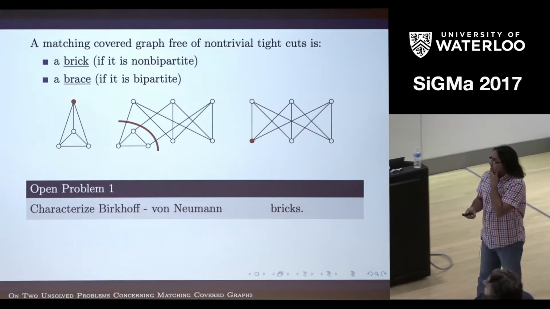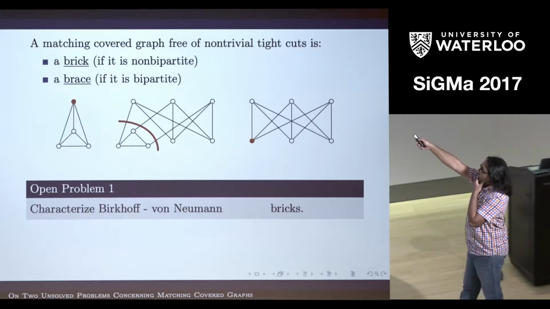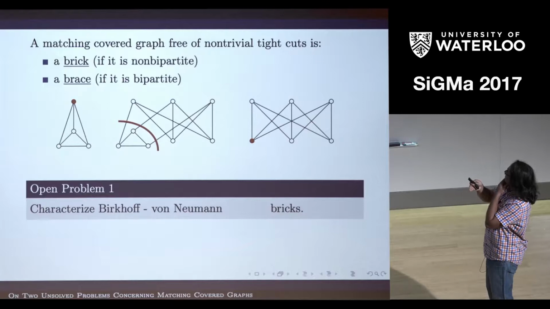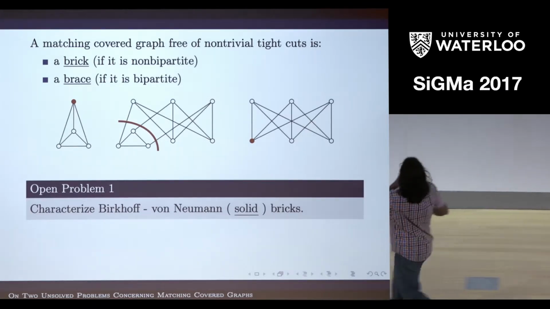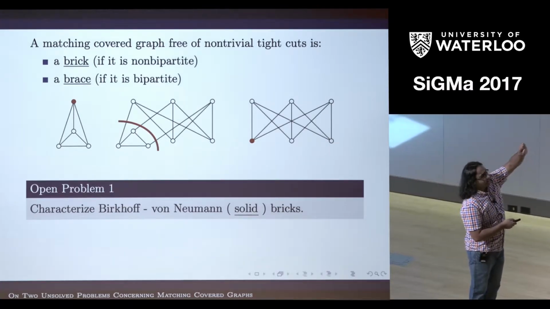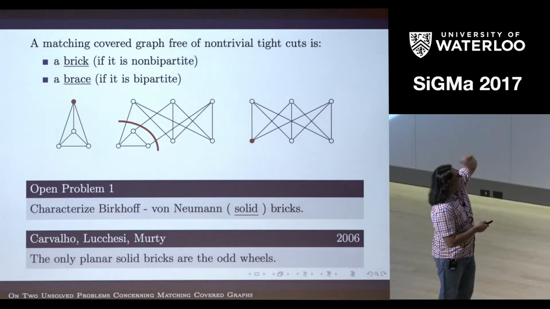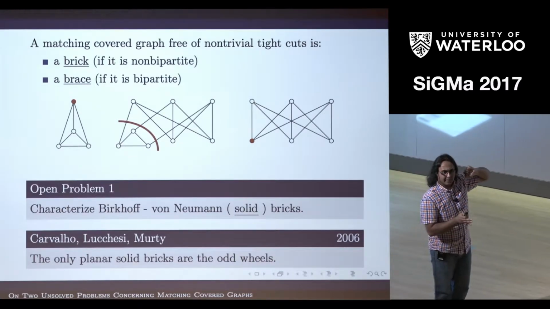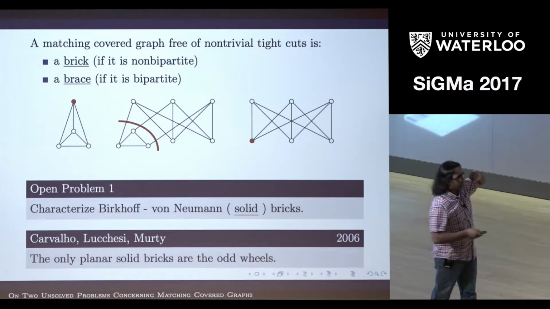Okay. So at this point, I'm going to call these solid bricks, and let me just show you why. We are going to look at a co-NP characterization in the next slide, and that will explain why we are going to call these bricks solid bricks. Okay. And Carvalho, Lucchesi, Murthy proved in 2006 that the only planar solid bricks are the odd wheels. Right? So an odd cycle and a universal vertex.